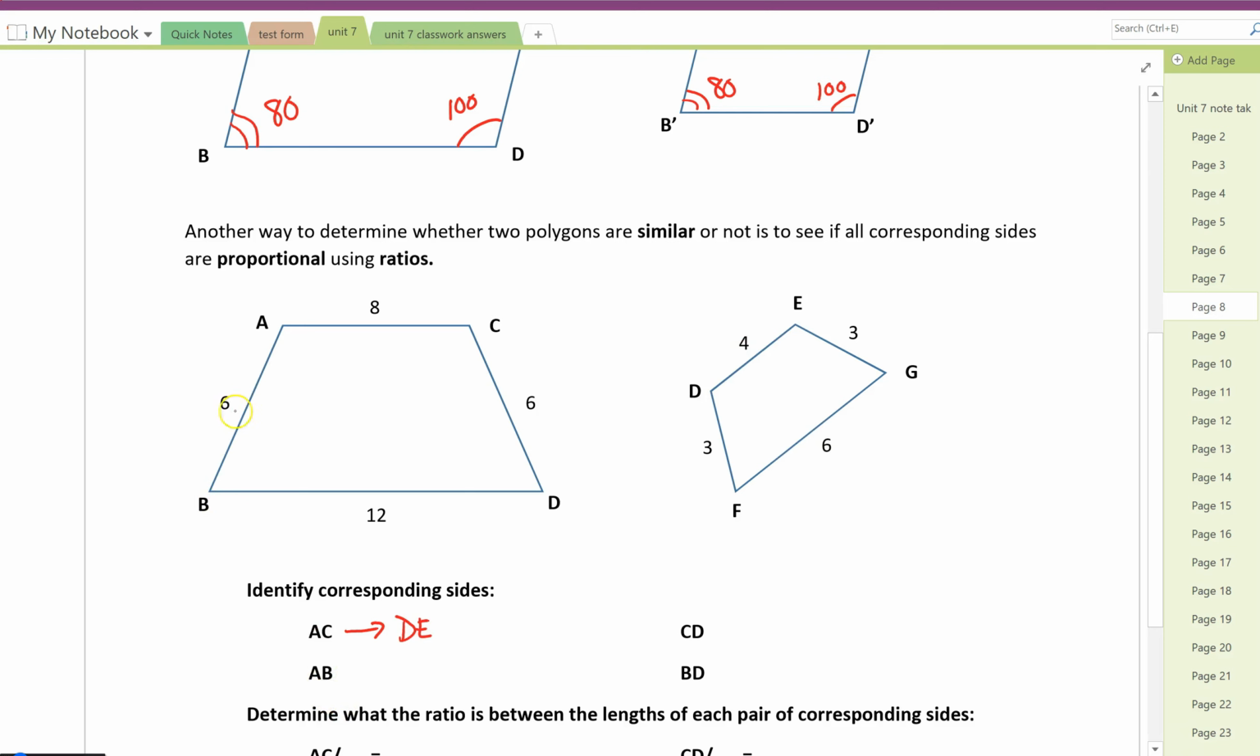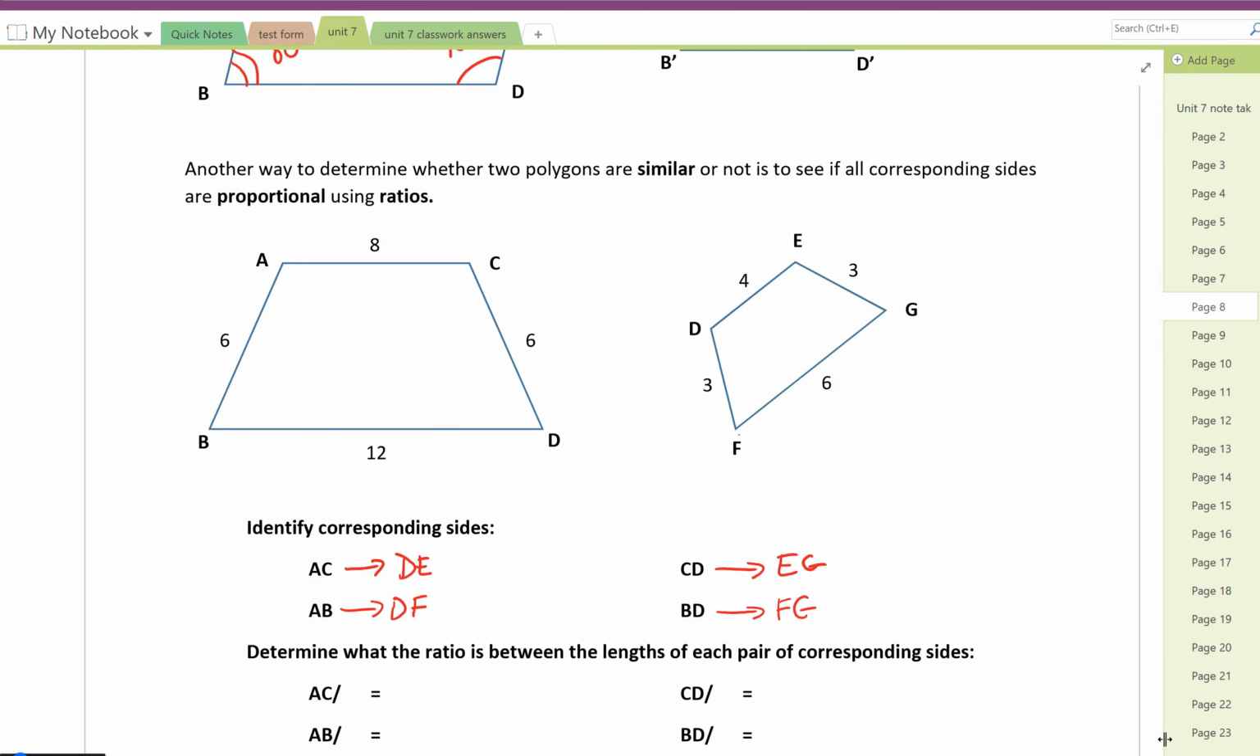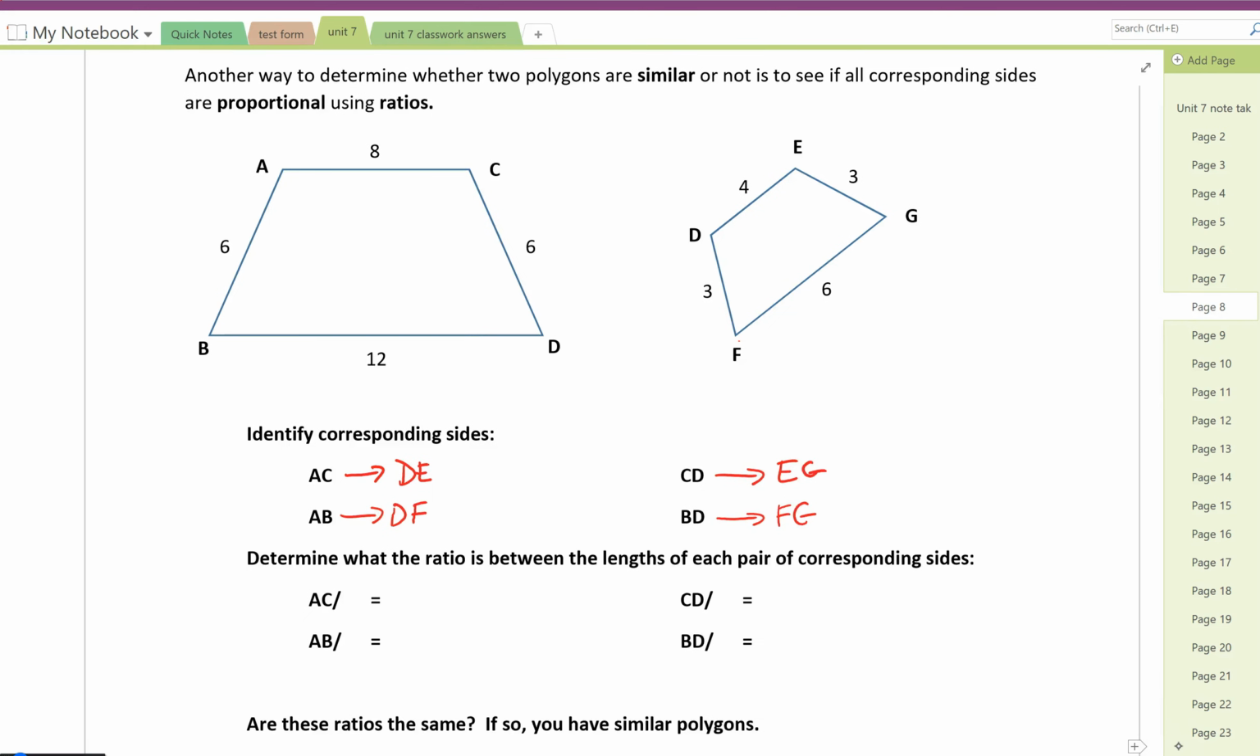AB is on the left side of the trapezoid, and so the side on the left of the trapezoid at the right is DF. CD corresponds with EG, and BD here at the bottom of the big trapezoid corresponds with FG, which is the bottom of the smaller trapezoid. Okay, those are corresponding sides. What would one side be if it was on the other shape, basically? Okay, now what I have to do is figure out the ratio between the length of corresponding sides.